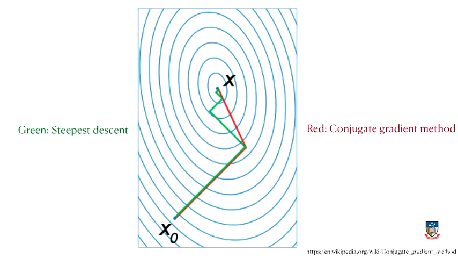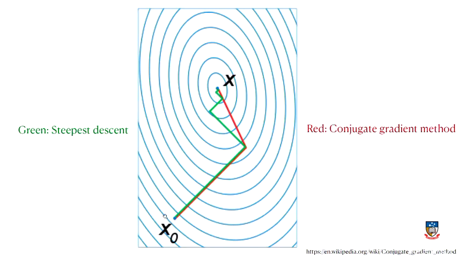So here's what it does in a 2D problem. The green line here is showing you steepest descent. It's the same sort of picture as what I just showed before. So you take a step, you turn at right angles, you take another step, you turn at right angles, take another step, and you converge eventually towards the minimum, the minimizer of this cost function.